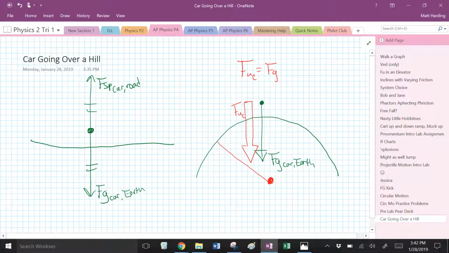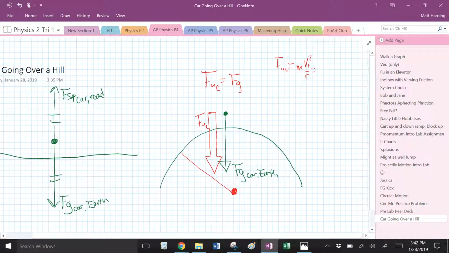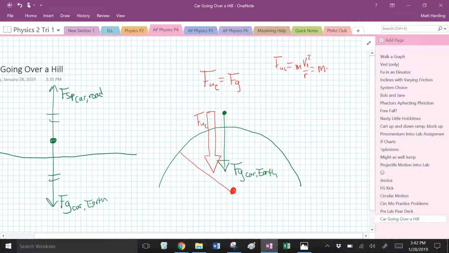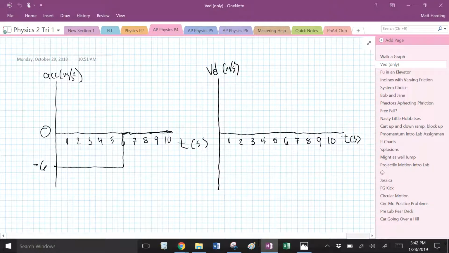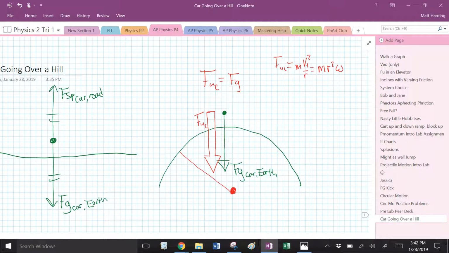And as we saw from the lab analysis, our equation for F_uke can either be m v_tan squared over r or m r omega squared. That's not right. m r omega squared. All right.